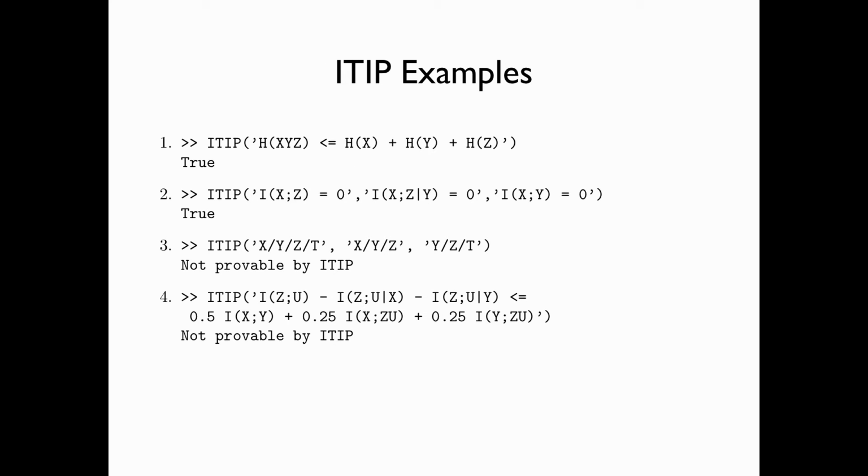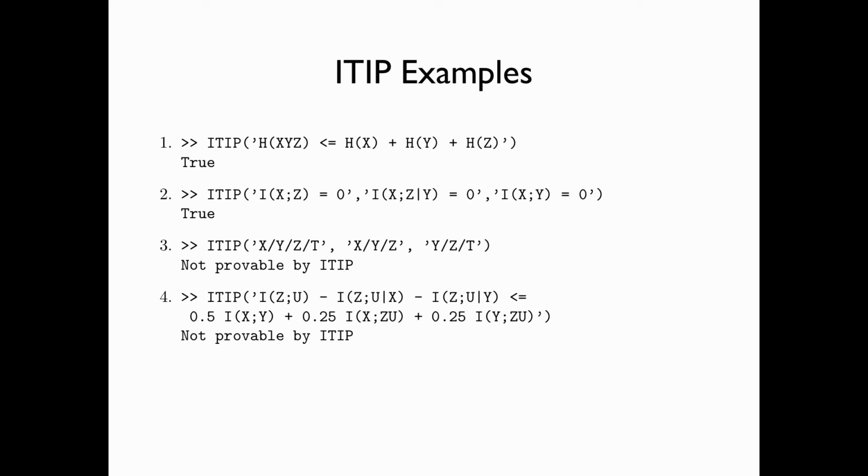Here are some examples of ITIP. In the first example, we want to prove that the entropy of (X, Y, Z) is less than or equal to the entropy of X plus the entropy of Y plus the entropy of Z, namely the independence bound for entropy. Upon hitting the return key, the program returns true, which means that this is a Shannon-type inequality.